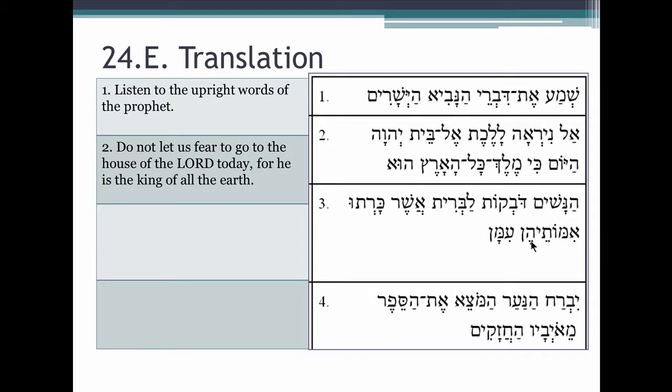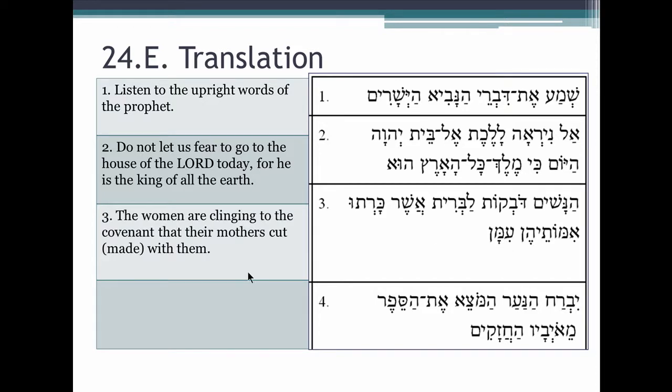Imotehen. Imot is mothers, plural. Ahen, again, this is a suffix that goes on a plural noun. Their mothers, which their mothers cut or have cut, iman, with them. On is the third feminine plural suffix. So with them. So we have the women are clinging to the covenant that their mothers cut with them.